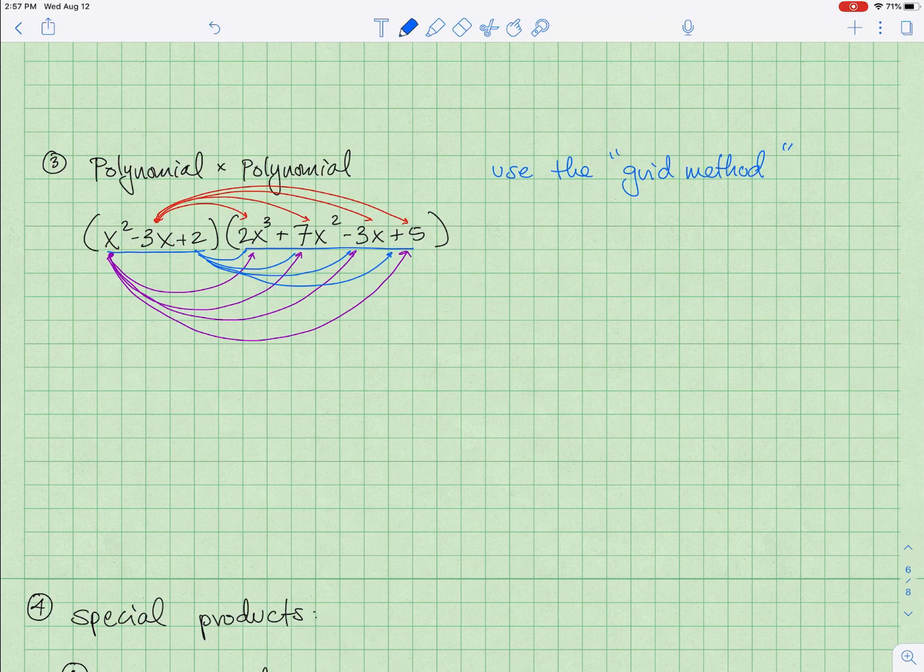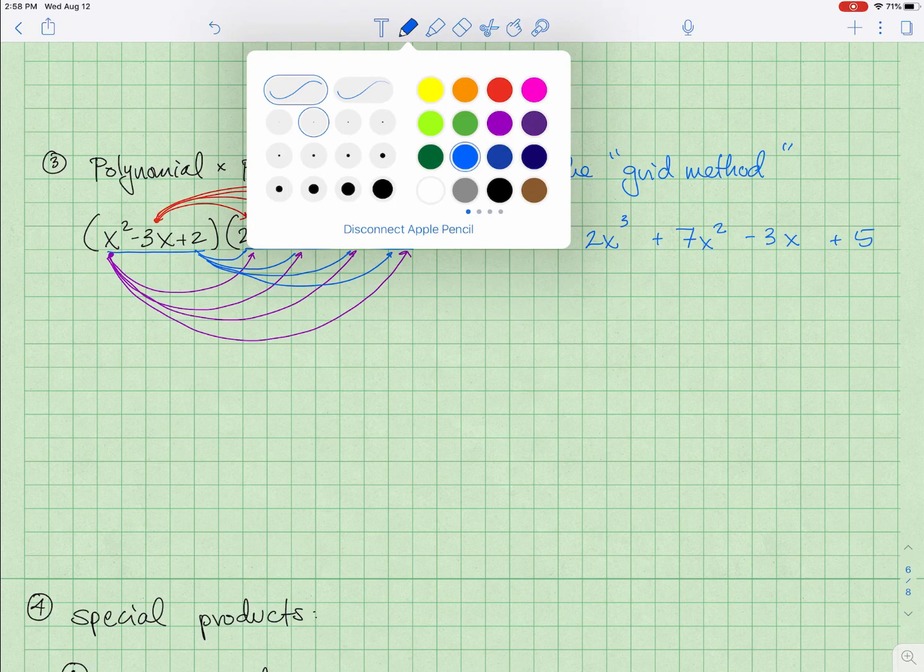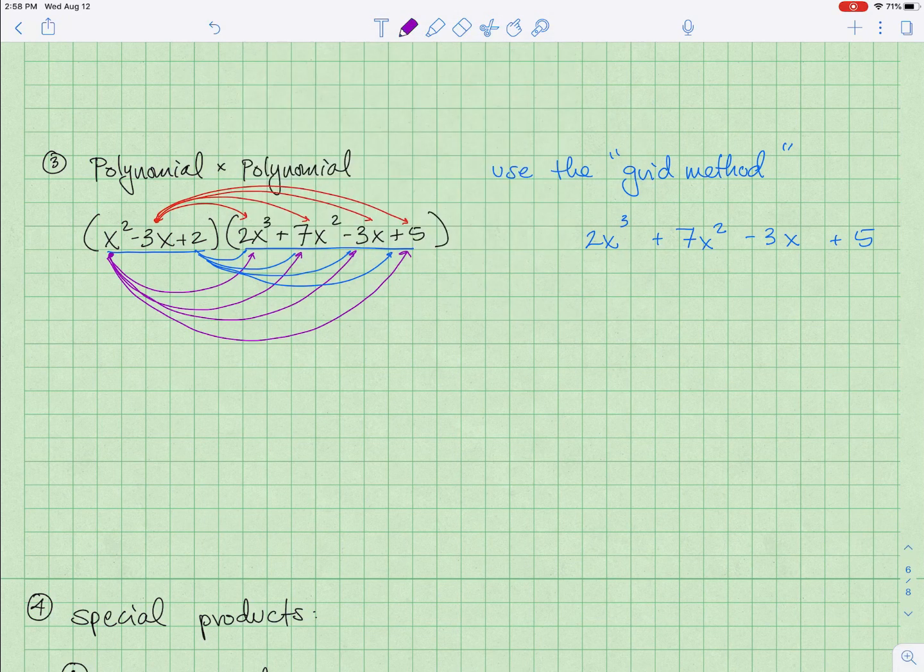Now, the grid method, sometimes it's called the tic-tac-toe method, but this isn't necessarily 3 by 3. What you're going to do is take one of your polynomials, usually the second one, 2x cubed plus 7x squared minus 3x plus 5, and write it out horizontally and space out the terms a little bit. And then for your first polynomial, you're going to write it vertically over here. So x squared, negative 3x, and 2.